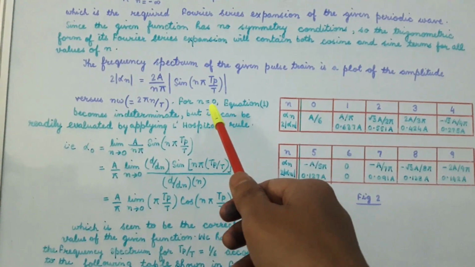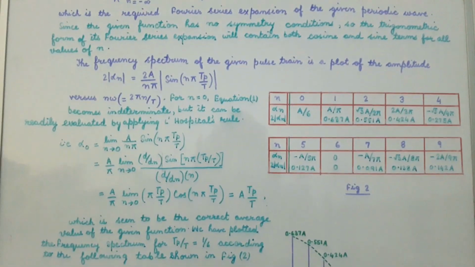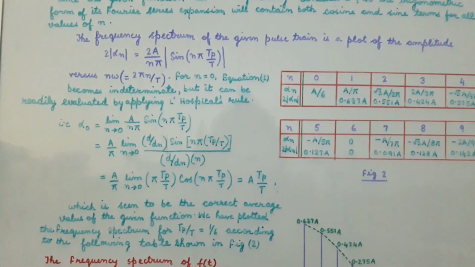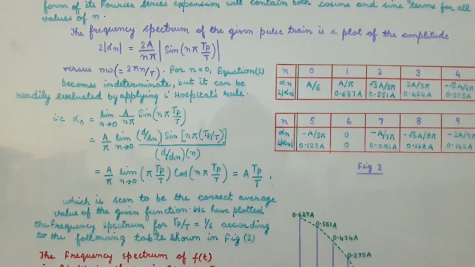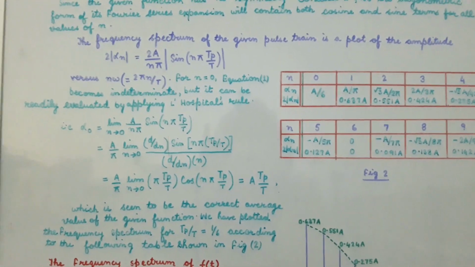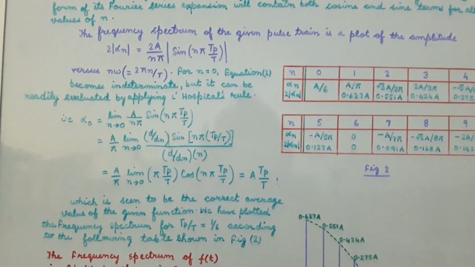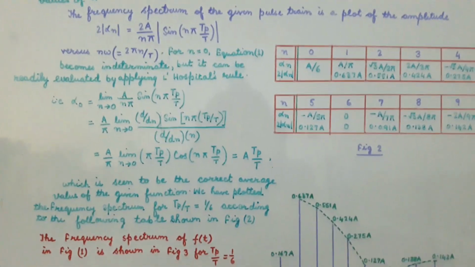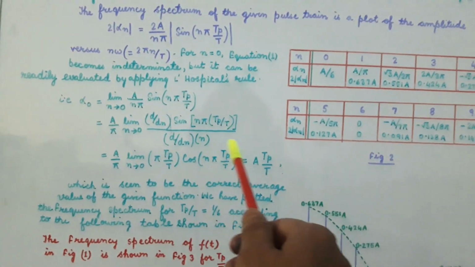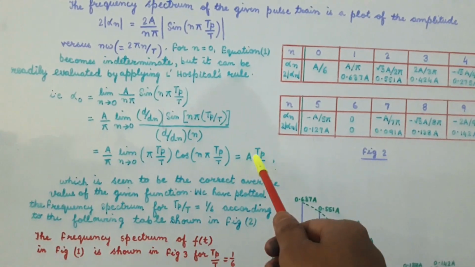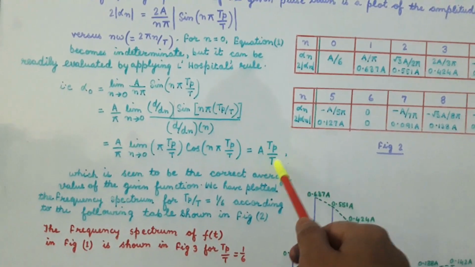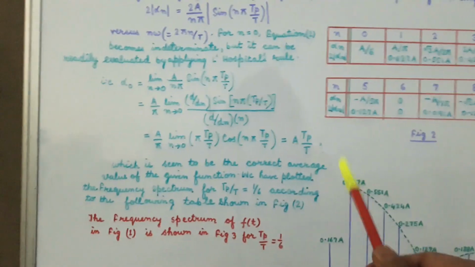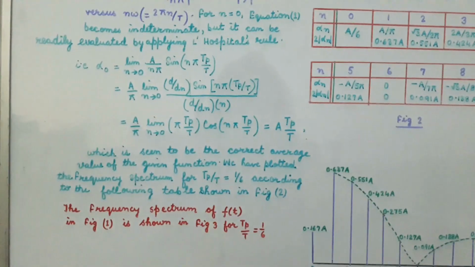Now, if we substitute n equal to 0, then equation 1 becomes indeterminate, but it can be easily evaluated by applying L'Hospital's rule. By applying L'Hospital's rule, we get alpha 0 equal to A T_p by T. So, this is the average value of the given function.